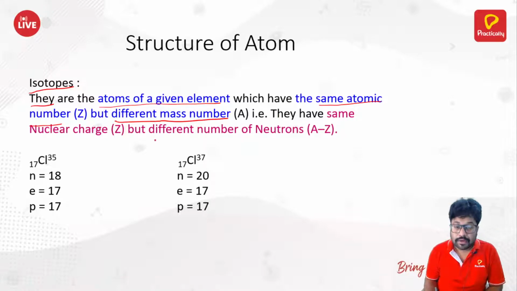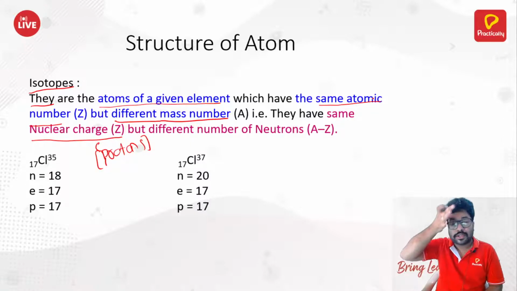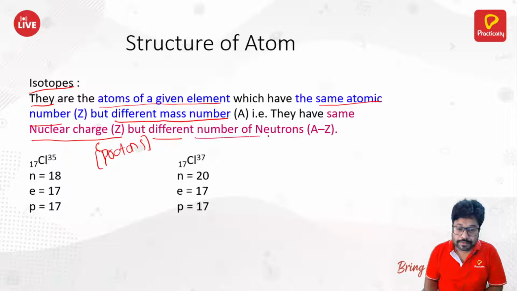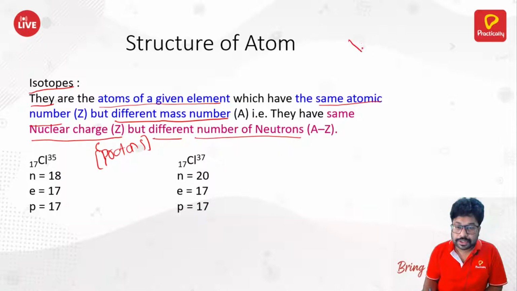and that means they have same nuclear charge, because nuclear charge is given by what? It is given by protons only. And since the atomic number is same, the number of protons are also same. If the number of protons are same, the nuclear charge is also same, but they have a different number of neutrons.